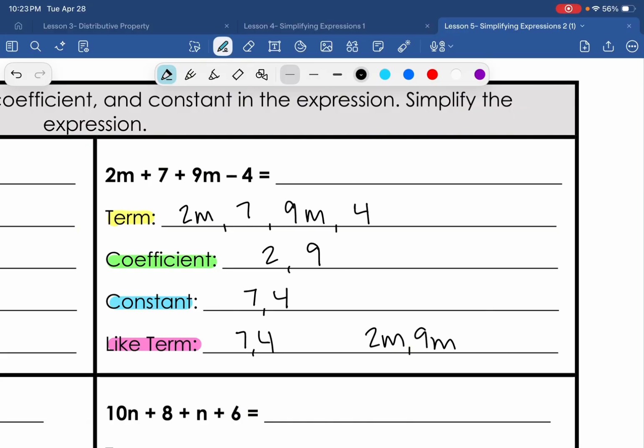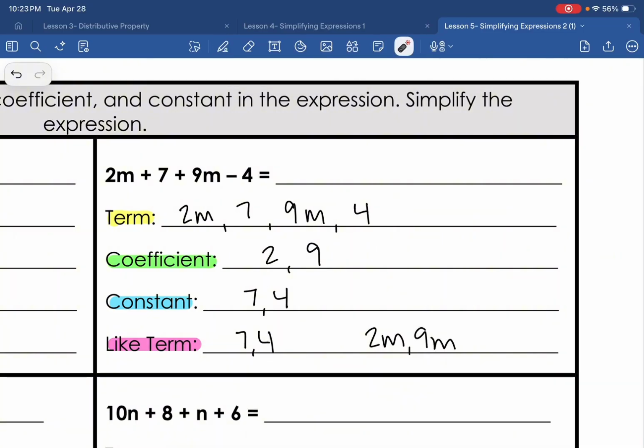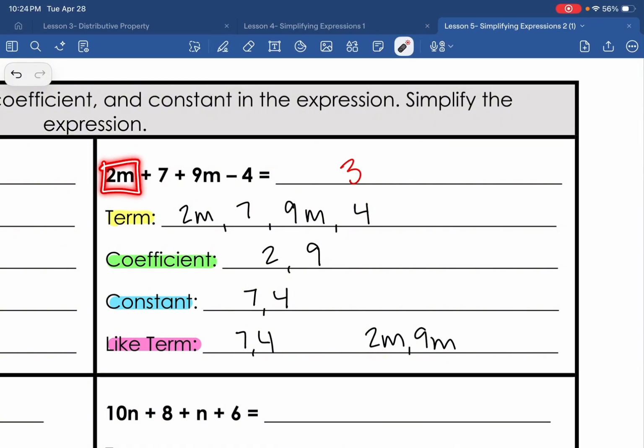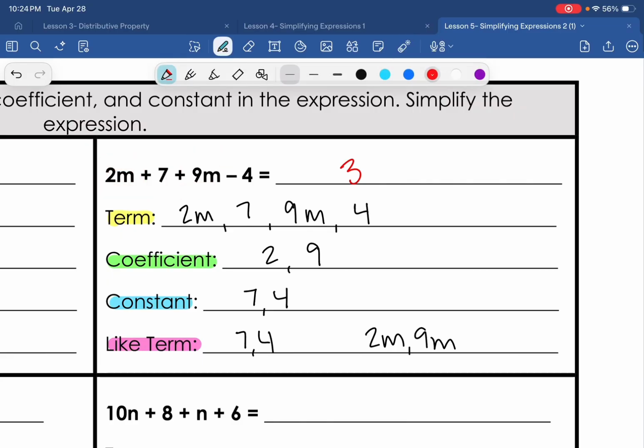Okay, so now remember, I need to take my like terms and follow the operations to make a simplified expression. So I need to do 7 minus 4, which gives me 3. And now I need to do 2m plus 9m. So I have plus 11m.